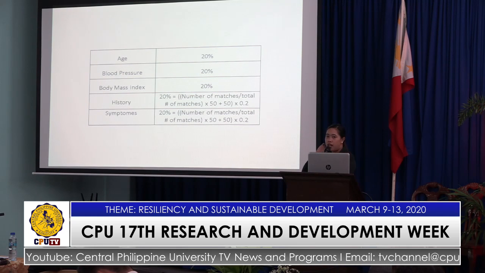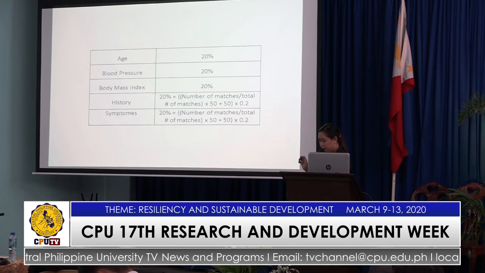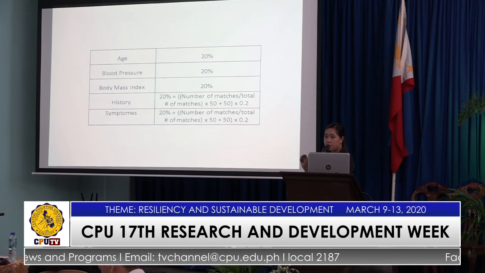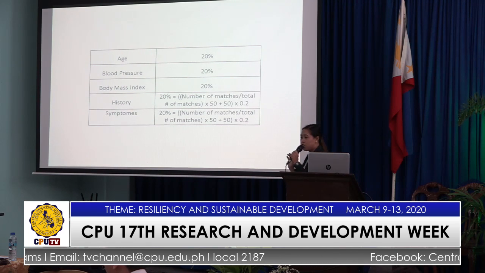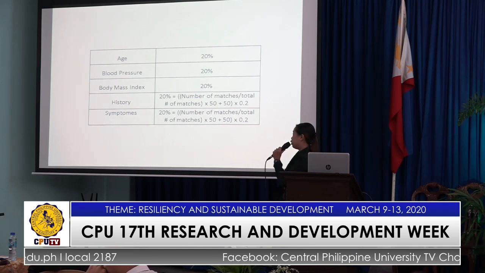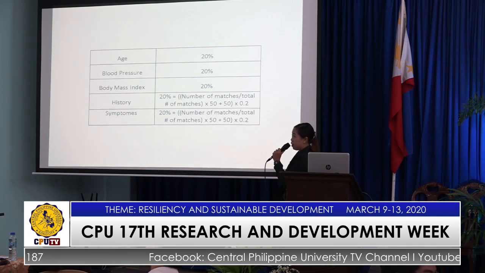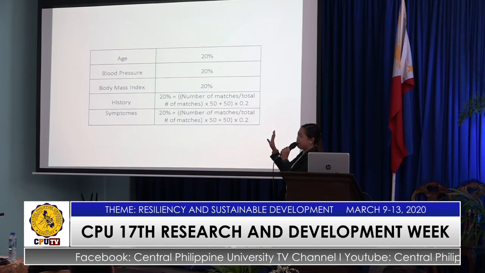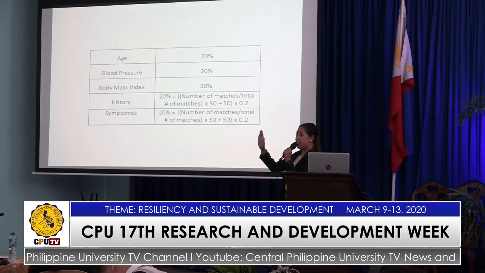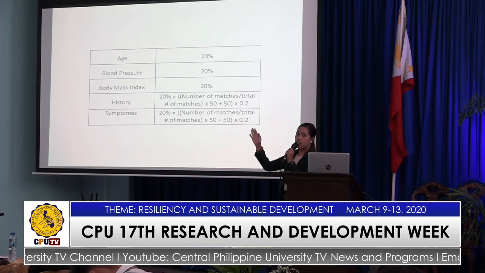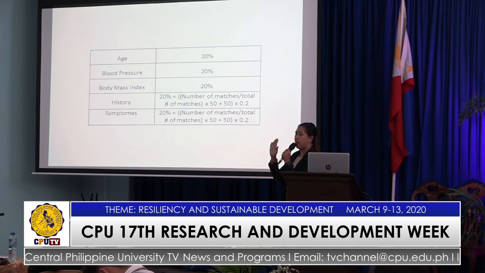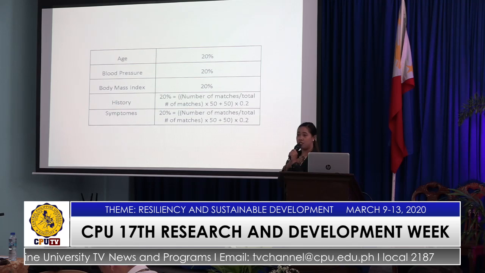I'm going to discuss why I used a frame-based expert system. It is frame-based because in the diagnosis there are frames. The frames I have used in my study are the age, blood pressure, body mass index, history, and the symptoms. Clerical error for the spelling of the symptoms. So those are the 5 frames, which is why it is a frame-based expert system. Those 5 are the basis for the diagnosis. Based on your age, blood pressure, BMI, history, and symptoms, you will know your diagnosis or your disease.